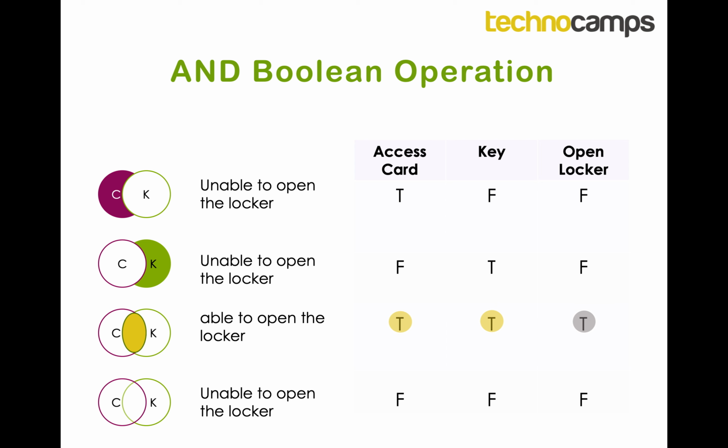So this is different from the OR operation that we saw. Why? Because if you allow that to happen, just like an OR operation, that is a mistake because the system will fail. Anyone and everyone can be allowed to open it, which is wrong. So for this system, we have to ensure that you're opening the locker only if the access card and the key are set to true.